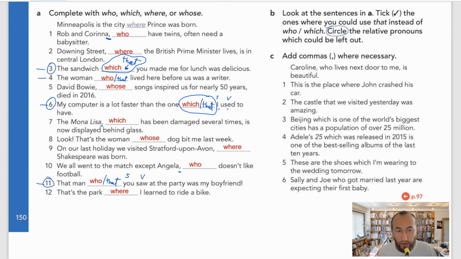So we can circle them down here, just like that. There you go. That's it. Right. 12 is where, so you can't drop it. And that's it, guys. So B is done. A is done. And then we're going to do C now.